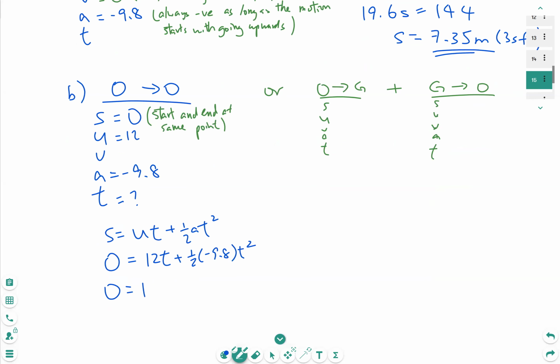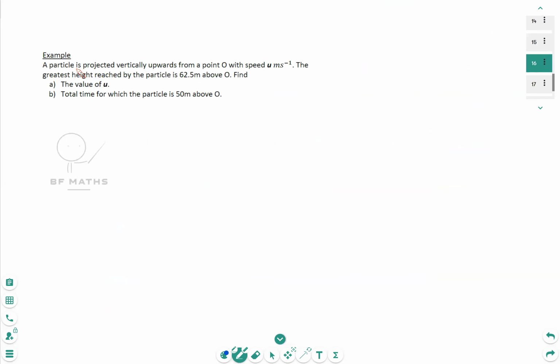So 0 equals 12T minus 4.9T squared. You can put it in a calculator, or if you like to rearrange it, feel free. I'm not going to do that. So minus 4.9 for A, 12 for B, and 0 for C. I put it in a calculator. I get T equals 2.45 or 0. So obviously we want the 2.45 seconds, and that's the answer. Okay, let's look at the next one together.